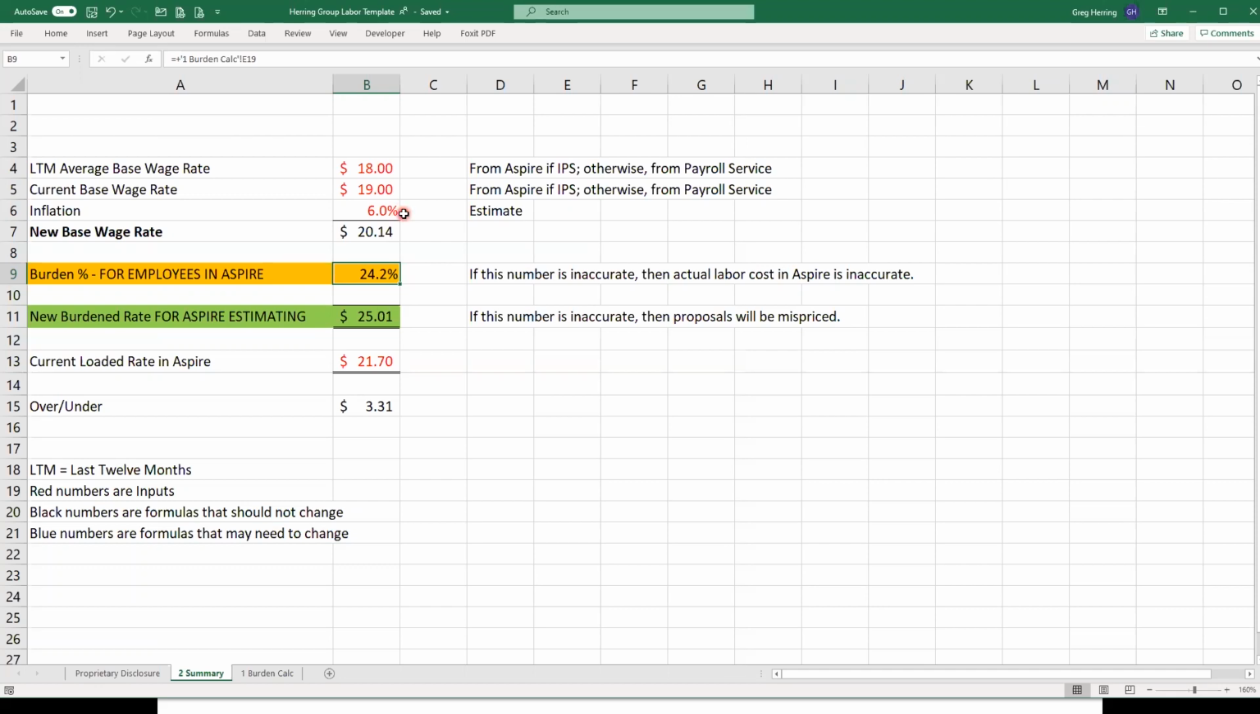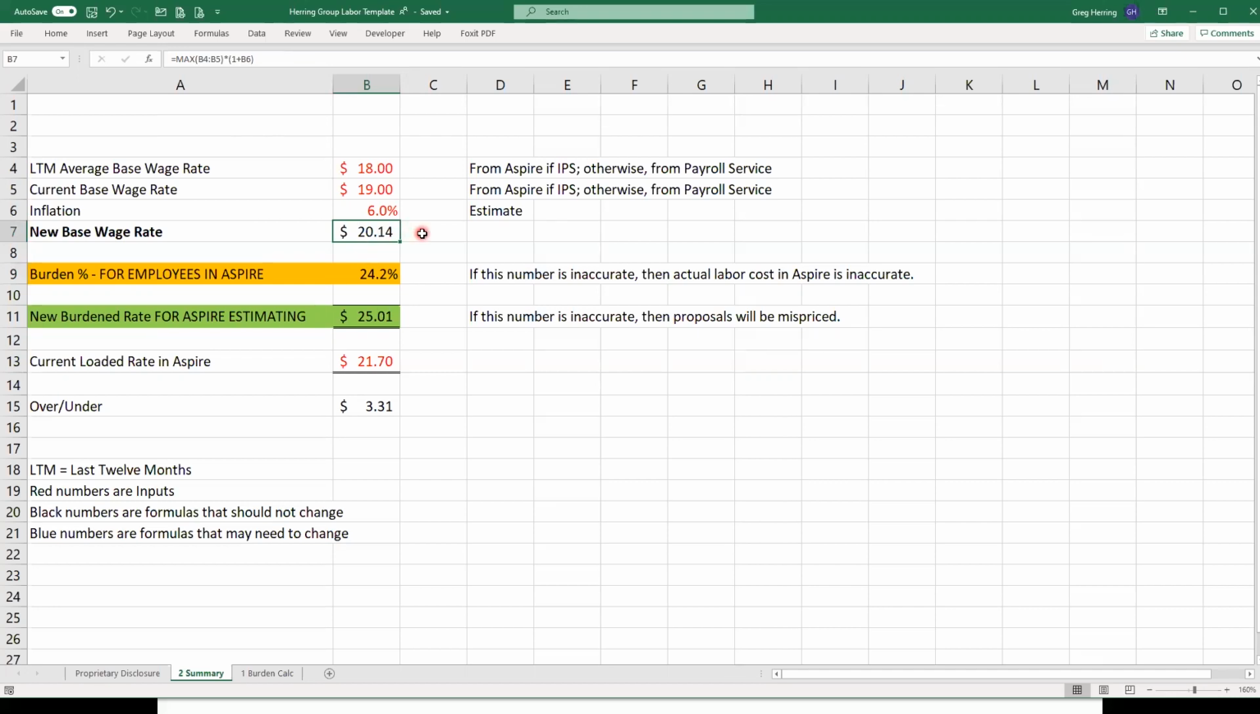Then you need to forecast some inflation, right? So I put 6% in this example. Generally, we're using anywhere from 6 to 10% with companies, depending on the market. The reason we put this inflation in is because some of these proposals, particularly your maintenance proposals, maybe some of your construction proposals, you're going to have to live with those. You're trying to anticipate what those labor rates are in 2020. This formula takes the max of either the last 12 months or the current and multiplies it by the inflation rate to get the new base wage rate. This is the estimated base wage rate.